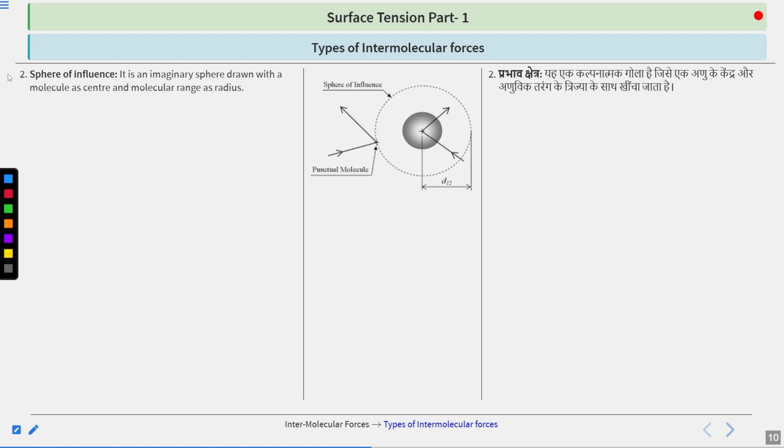Thereafter, the sphere of influence. Actually, it is an imaginary sphere drawn with a molecule as center and the molecular range as radius. Again, I'm saying it is an imaginary sphere drawn with a molecule as center and the molecular range as radius.